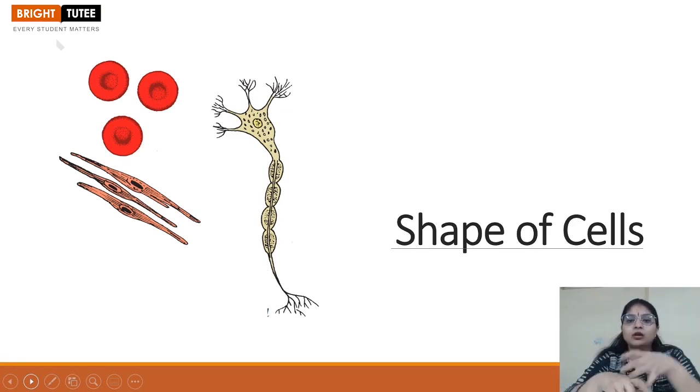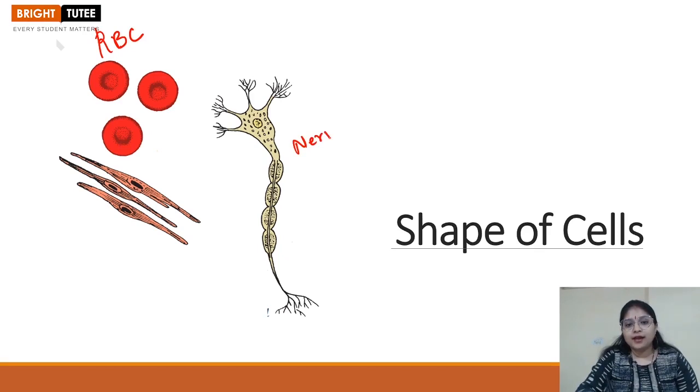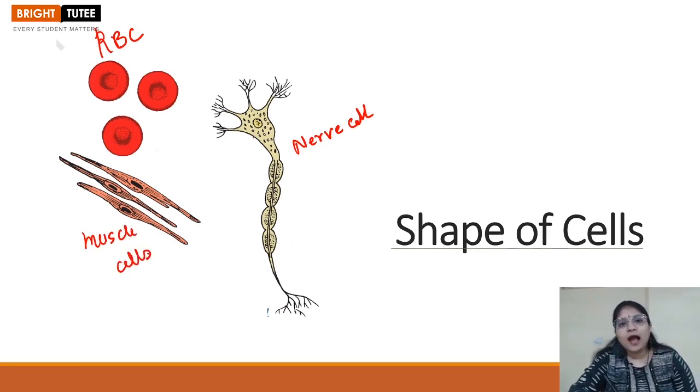When we talk about, say, an RBC, so these are the RBC, this is a nerve cell, right? And these are the muscle cells, right? So you can see how these three have different shapes altogether. RBC is spherical, the nerve cells have a branched shape and the muscle cell is spindle shaped.